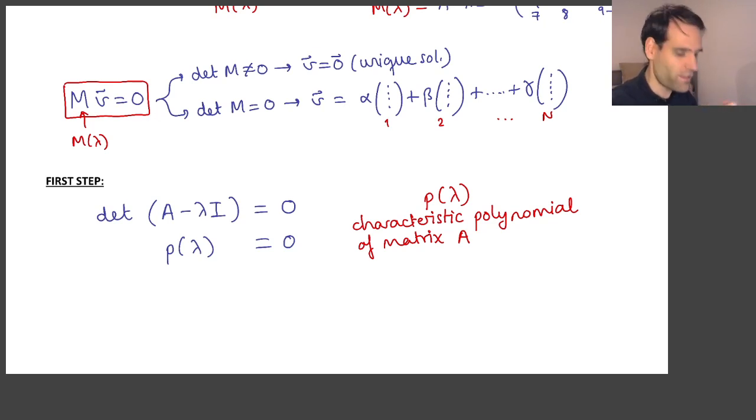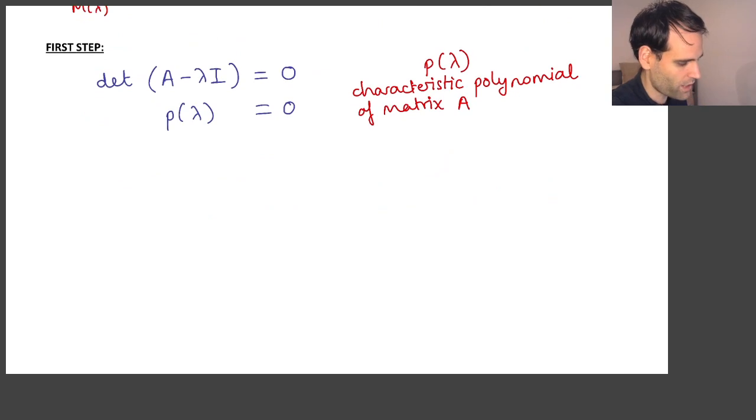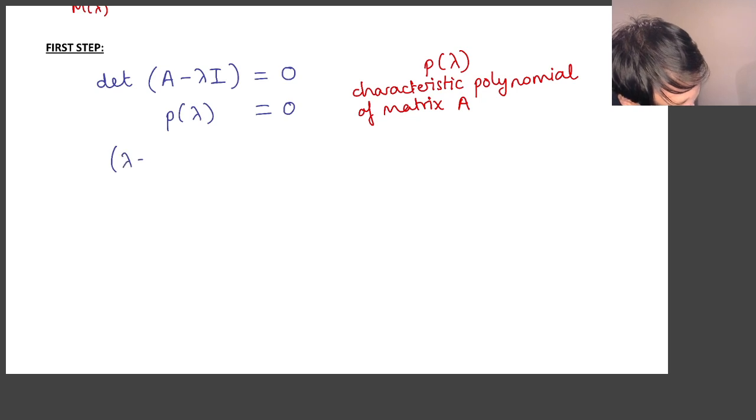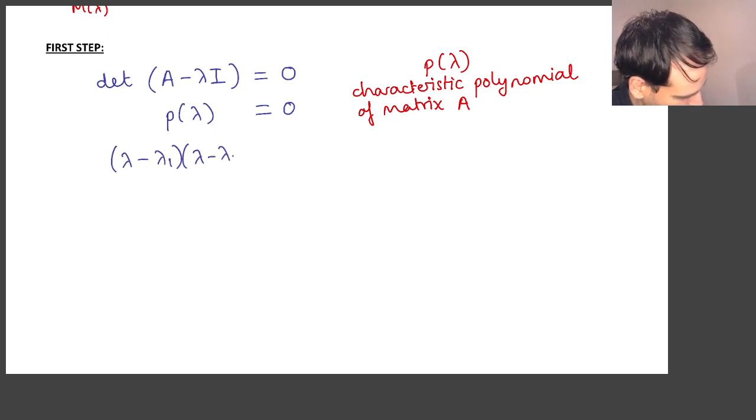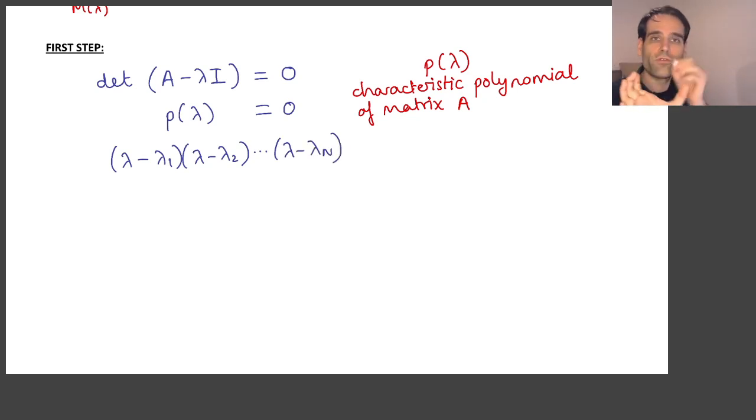For every polynomial, you can do a factorization. So how would that look like? So that would look like this. It will be lambda minus some number, let's call it lambda 1, times lambda minus some number, let's call it lambda 2, times dot dot dot lambda minus some number, let's call it lambda n. So those will be the n roots of the polynomial, so we can write them as these factors, and this will be equal to 0.